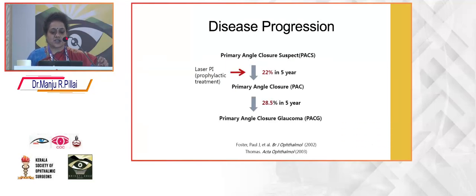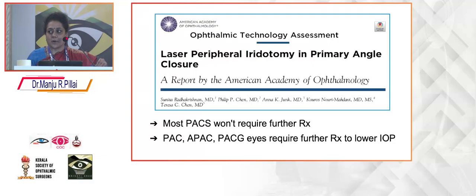In disease progression, if laser is not the prior treatment, in 22% of PAC suspects, in 5 years' time, they develop primary angle closure. In 28.5% in 5 years, they change to angle closure glaucoma. So we need to do periodic gonioscopy in all these suspects to make sure they have not progressed to angle closure and angle closure glaucoma. After laser peripheral iridotomy in primary angle closure suspects, most PACS won't require further treatment. PAC, acute primary angle closure, and PACG eyes require further treatment to lower IOP.